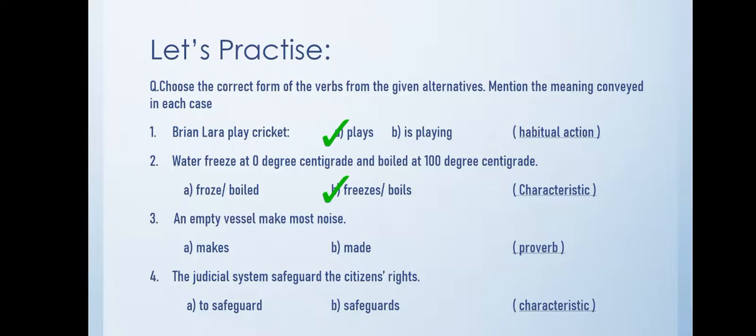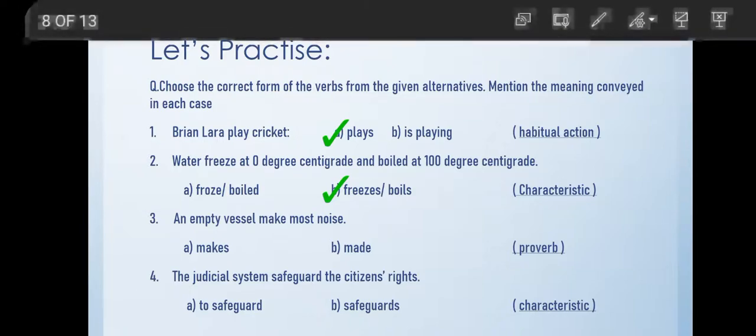Coming to sentence number 3. An empty vessel make much. This is a spelling typo, not most noise. Now see here, what is it? It's a proverb, and I already said to you, a proverb should be written in simple present tense. So what option are we going to choose? Option A, an empty vessel makes most noise.